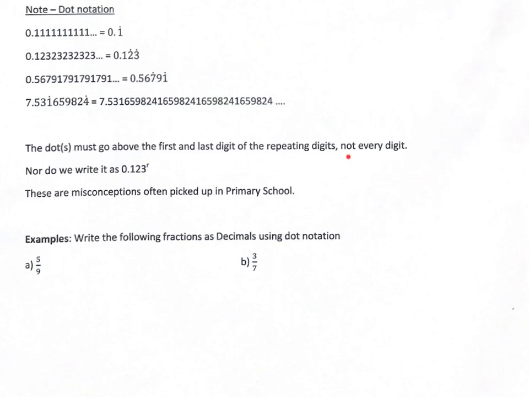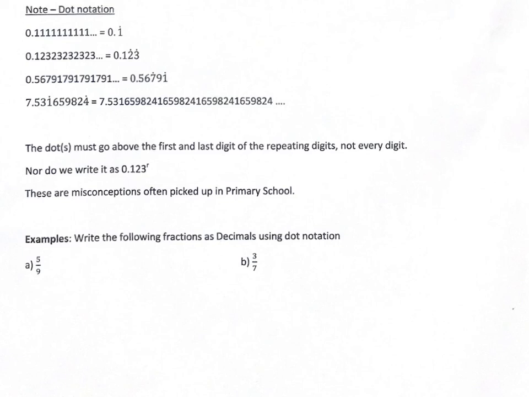So we don't put a dot above every digit. Sometimes people come to school with that misconception, or that you could write it with an R above it to show that it's recurring, but those are not the case.